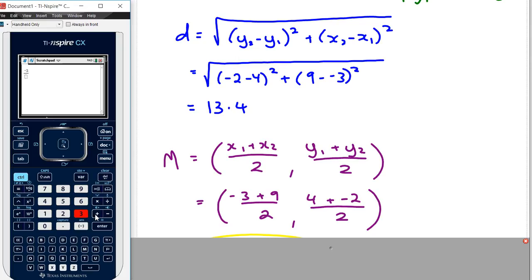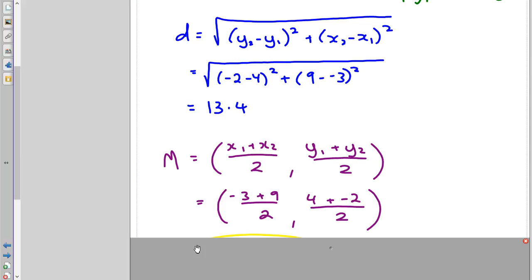You would use the nice fraction button: negative 3 plus 9, for example, over 2. And you would work out that answer. You get 3. And then you would work out this answer separately too: 4 plus negative 2 all over 2. Enter. So 3 and 1 are our answers.